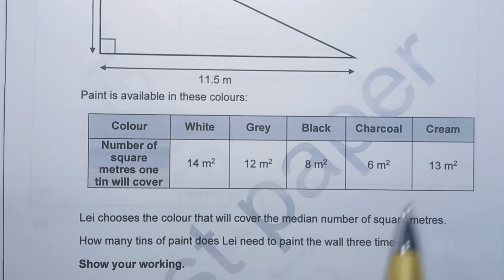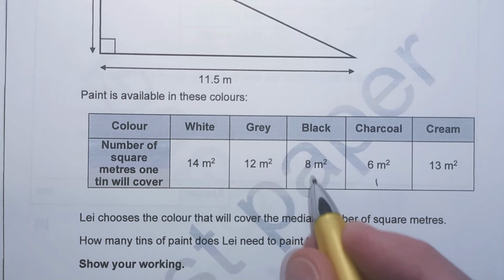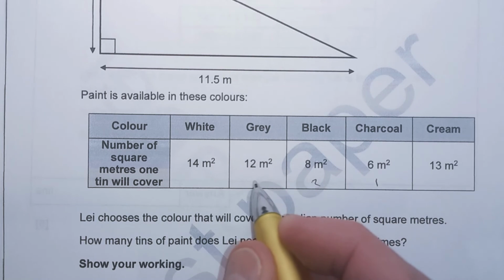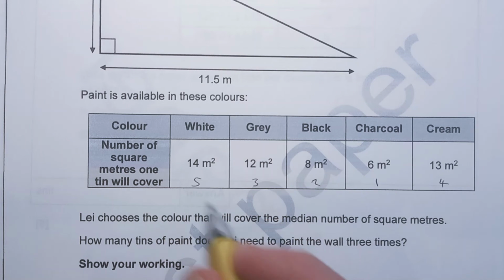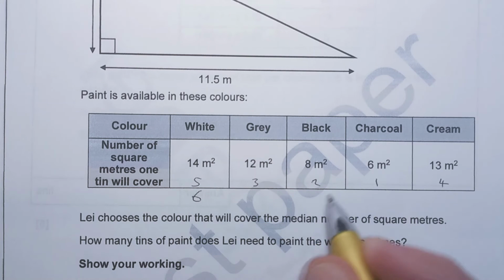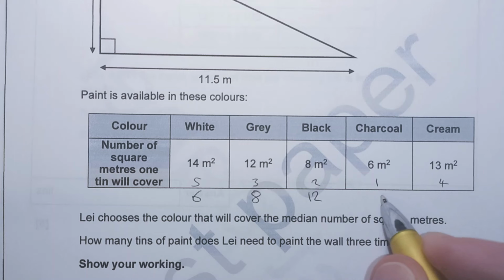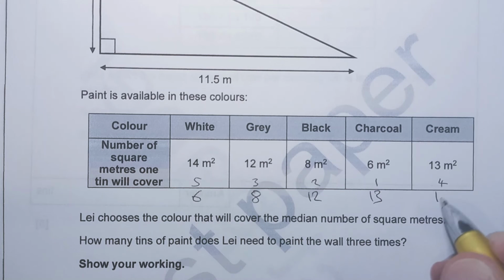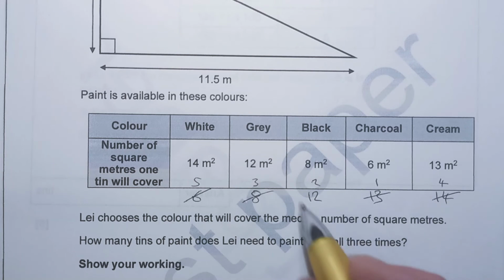So we want the median number. The median is the middle number when ranked from smallest to largest. So what's the smallest? That's the smallest, 6. Then 8, then 12, and 13, and 14. So if we write these in order, we'd have 6, then 8, then 12, then 13, then 14. So we'd cross out the smallest and the biggest, keep doing that in pairs till we're left with 1 in the middle.